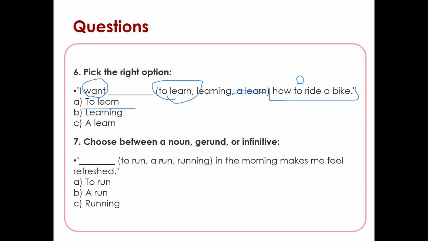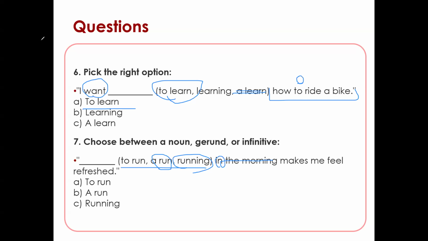Okay, number seven, to run, a run, running. In the morning, this is a prepositional phrase, so you don't have an object here. So actually, all three of them would be okay. To run in the morning makes me feel refreshed. A run in the morning makes me feel refreshed, or running in the morning makes me feel refreshed. Again, I probably wouldn't use the infinitive because, personal preference, running sounds a little bit more natural, but a run would be okay as well.